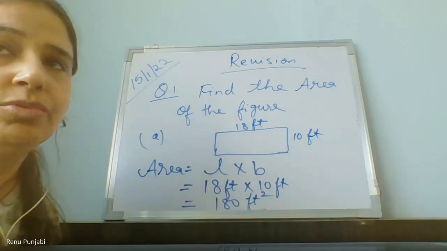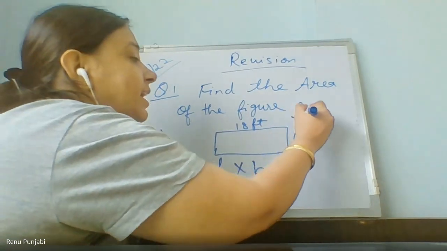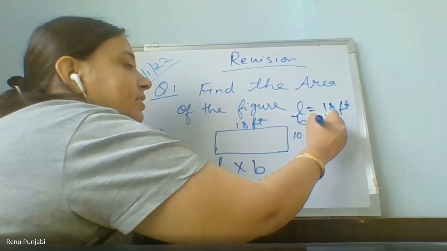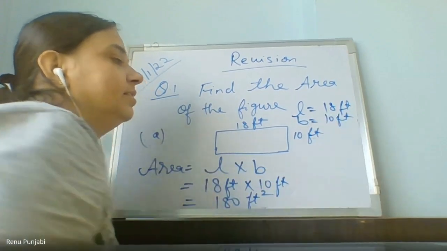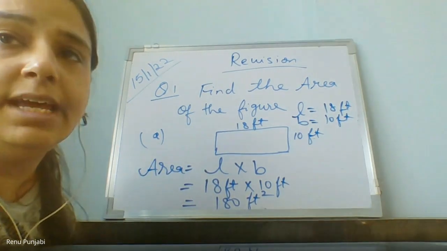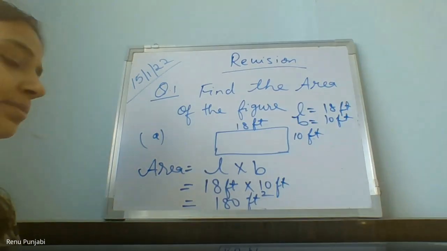Ma'am, we have to draw? It is up to you. You want to draw or you want to write the direct answer. But if you're not drawing, then write length equals 18 feet. This is information you have to write. Length, breadth you have to mention if you're not drawing the figure. Done, everyone? Yes, ma'am.